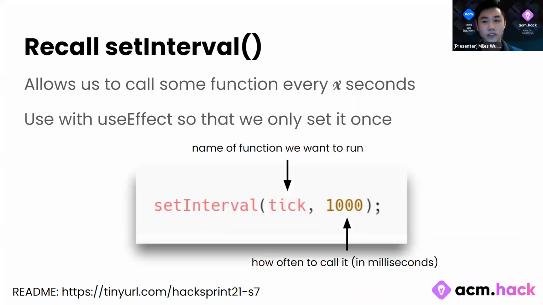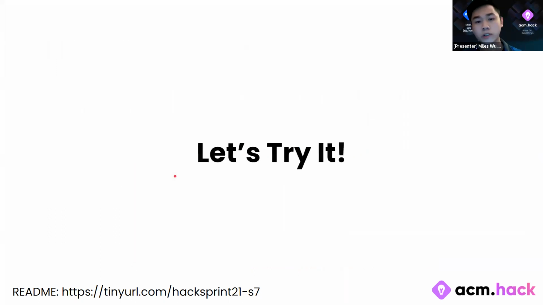A way we can do this is using setInterval. And so setInterval is a way for us to call a function every however many seconds we want to call it. And we use it in combination with useEffect so that we can only have this interval be set one time rather than it doing it over and over again. So let's try this approach, right? It seems promising. Let's try this.